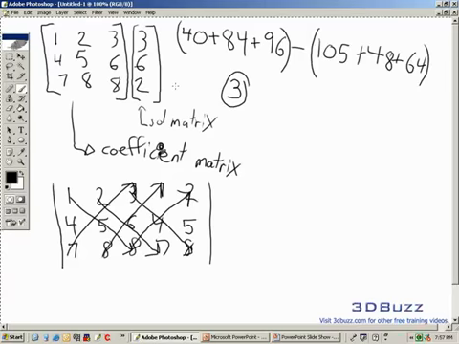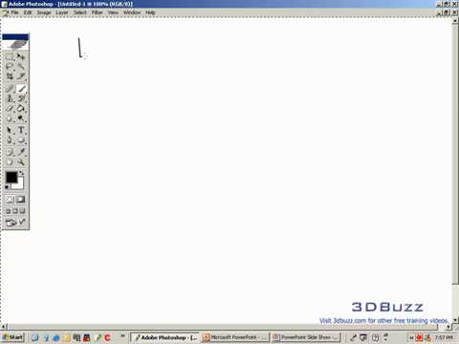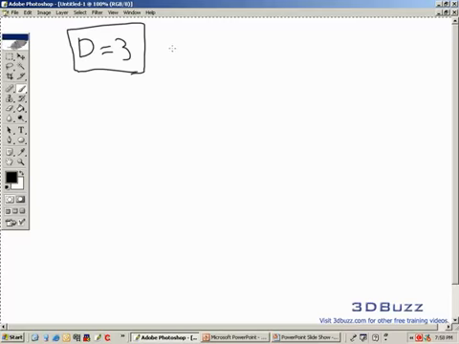So I'm just going to clear that and just write D equals 3. Cool. So you don't have to have this whole mess on the screen. So D equals 3. That's important. And now we have to find A. Right, we're only going to solve for X because we already solved for the other two.